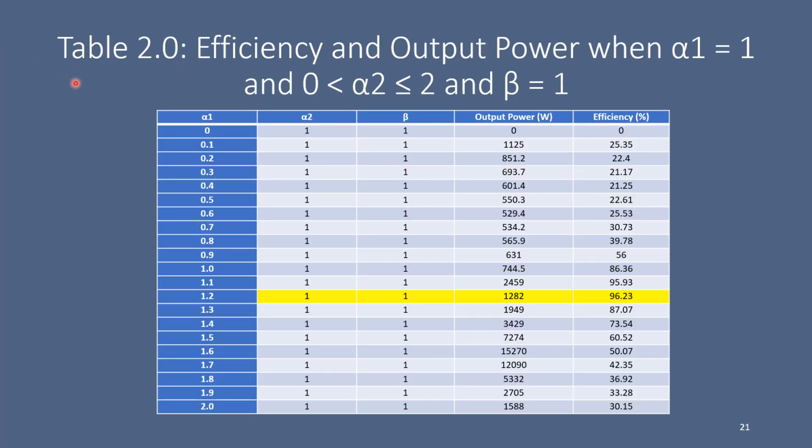So now this table is a summary of the plots that have been previously obtained, whereby the efficiency and output power at alpha 1 equal to 1 and alpha 2 changed from 0 to 2 at beta equal to 1. And after analyzing the data, it was found that the combination of alpha 1, alpha 2 and beta at 1.2, 1 and 1 respectively gives a maximum efficiency of 96.23% at an output power of 1282 watts.